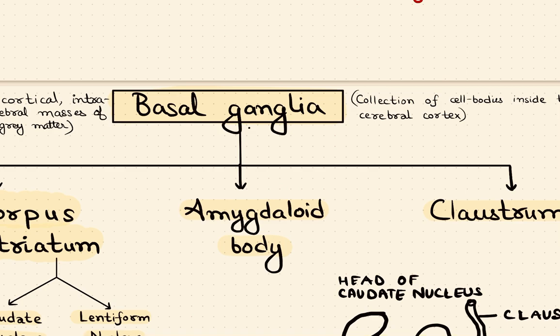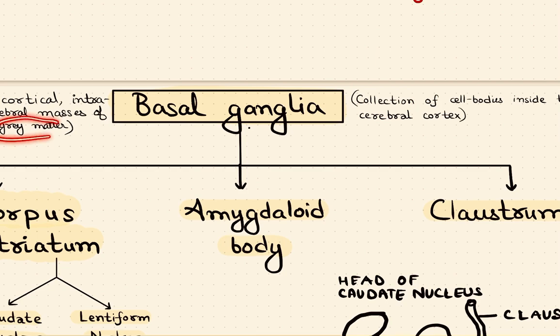It should be basal nuclei, but we call it basal ganglia. Now what is basal ganglia? It is the subcortical, intracerebral structure. Subcortical means inside the cerebrum, and intracerebral means inside the cerebrum, beneath the cerebral cortex.